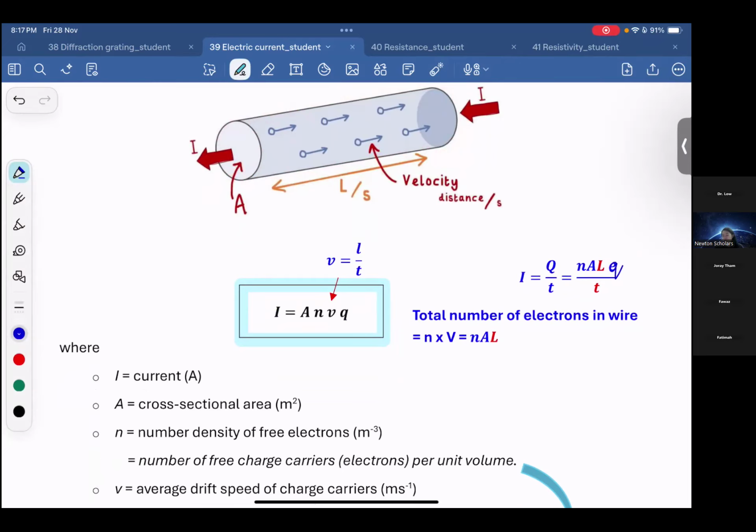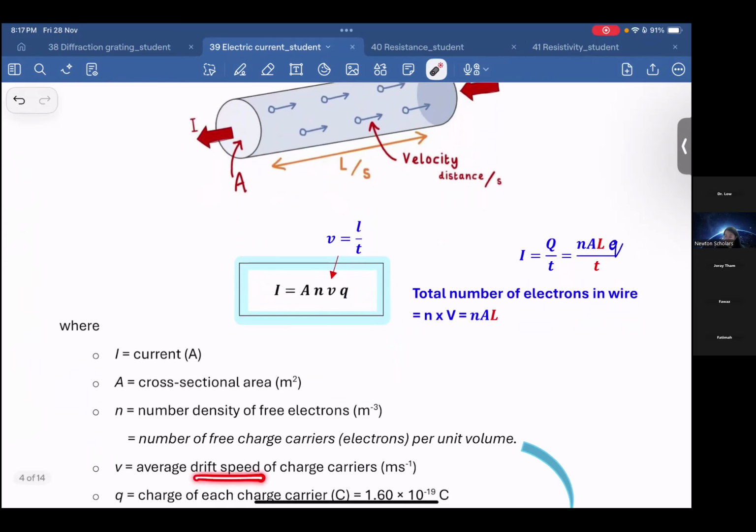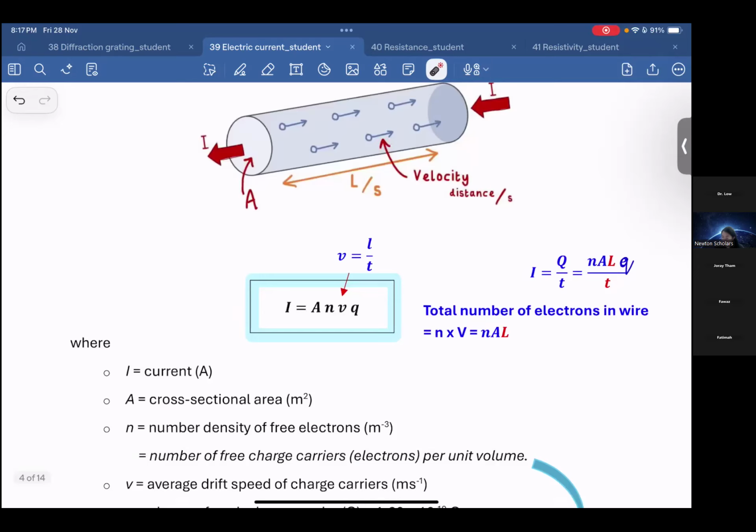So here, how do we get the formula? L divided by t, length divided by time. The length divided by time actually is your speed. Here we call it drift speed. So from here we will get nA, then the speed is vq. So we get this formula. Basically, you no need to know how we derive it, but I feel that it is nothing complicated, so I can show you how we get this new formula. Actually, it comes from here.